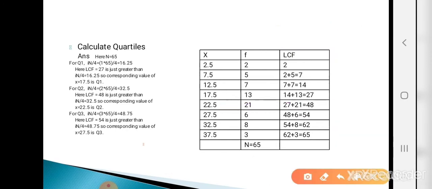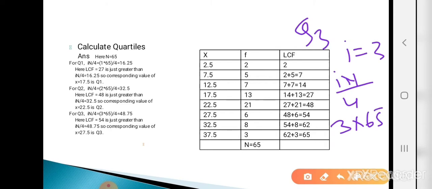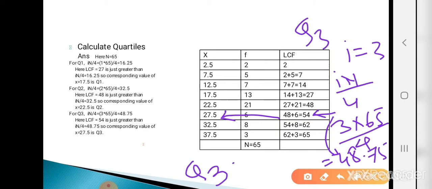Similarly for Q3, put i is equal to 3. So iN divided by 4, so 3 into 65 divided by 4. So the value is 48.75. So which LCF value is just greater than 48.75? Here the LCF value 54 is just greater than 48.75. So the corresponding value of X, 27.5, is the third quartile. So the third quartile value is 27.5. So this is the method for finding the quartiles in group data.